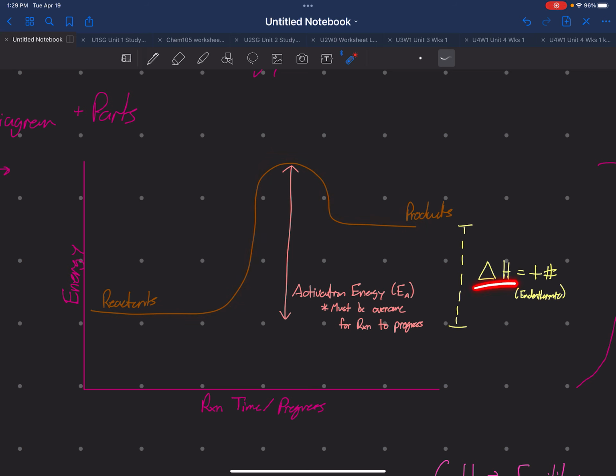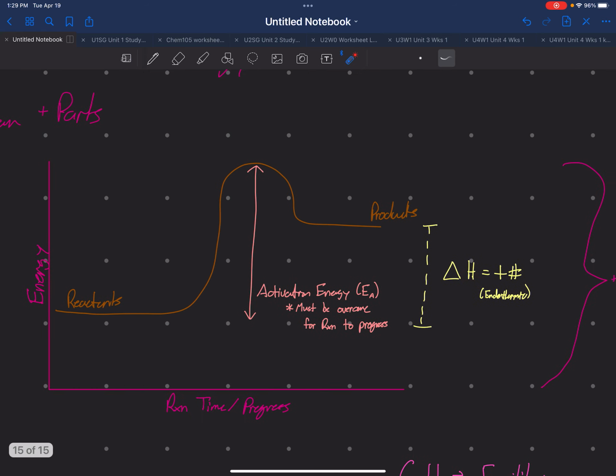So this delta H that we were talking about earlier is the change from reactants to products, right? So here, the products are higher than the reactants, so it would have a positive delta H. It went higher. Which means it would be endothermic. This is an endothermic graph, okay?